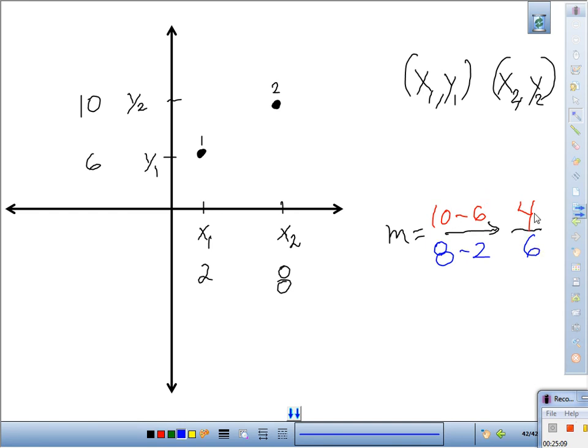Now check this out. And of course, if I simplify, I get 2/3 and so on and so forth. Okay? However, what if I told you that I want you to give me the slope, but without using numbers? All right. So check this out. Look how we got the rise. I want you to use these labels only. Who can give me the rise?